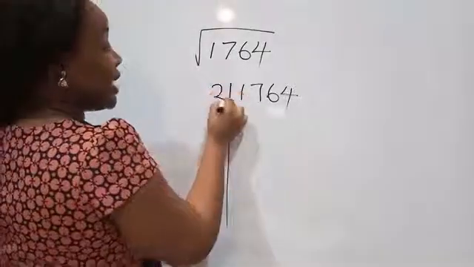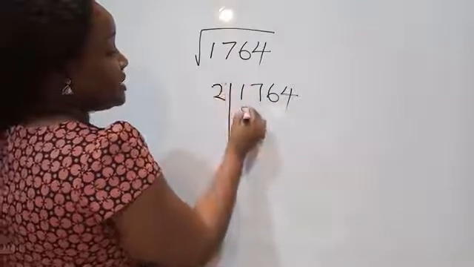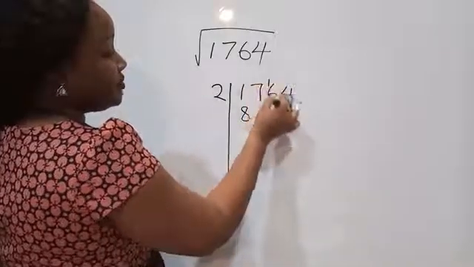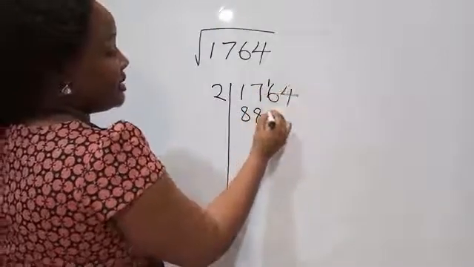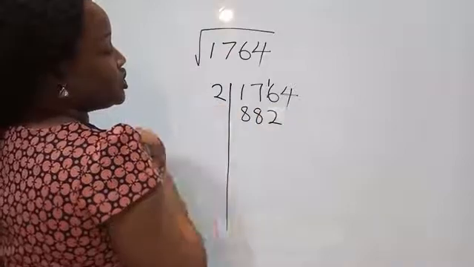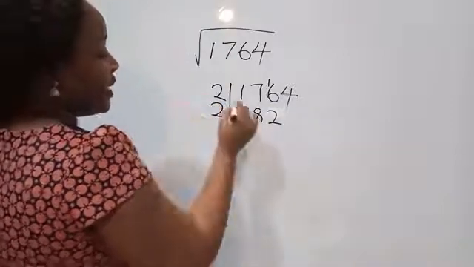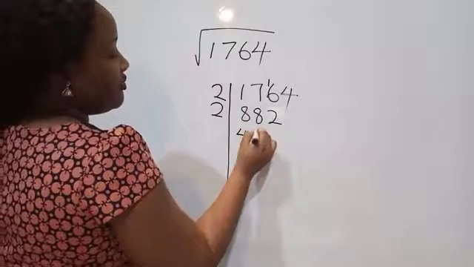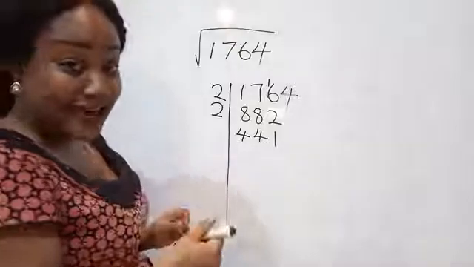So you have 2 here. 17 divided by 2 is 8, you carry 1. 16 here, you have another 8. Then 4 divided by 2, you have 2. So we have another 2. Okay? We have 441. And it's like we've exhausted our 2.